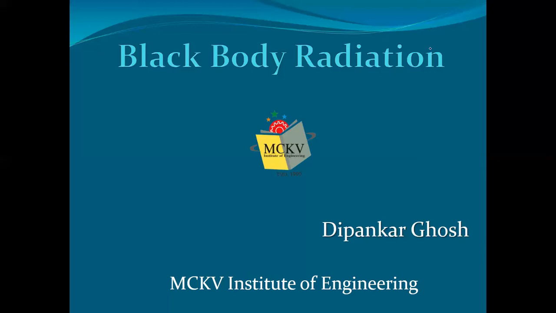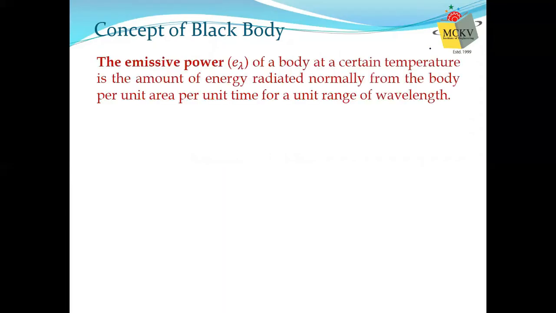To answer that question, the scientists heated a particular type of bodies, black bodies, and observed the intensity or emissive spectrum for those bodies at different temperatures. In order to understand black bodies, we need some other definitions. The emissive power of a body kept at a certain temperature is the amount of energy radiated normally from the body per unit area per unit time for a particular range of wavelength. That is, if we consider a body and it is heated at a particular temperature, then it emits radiation in all possible directions. The amount of energy radiated by the body normally per unit area per unit time is called the emissive power of that body at that temperature for a particular range of wavelength.